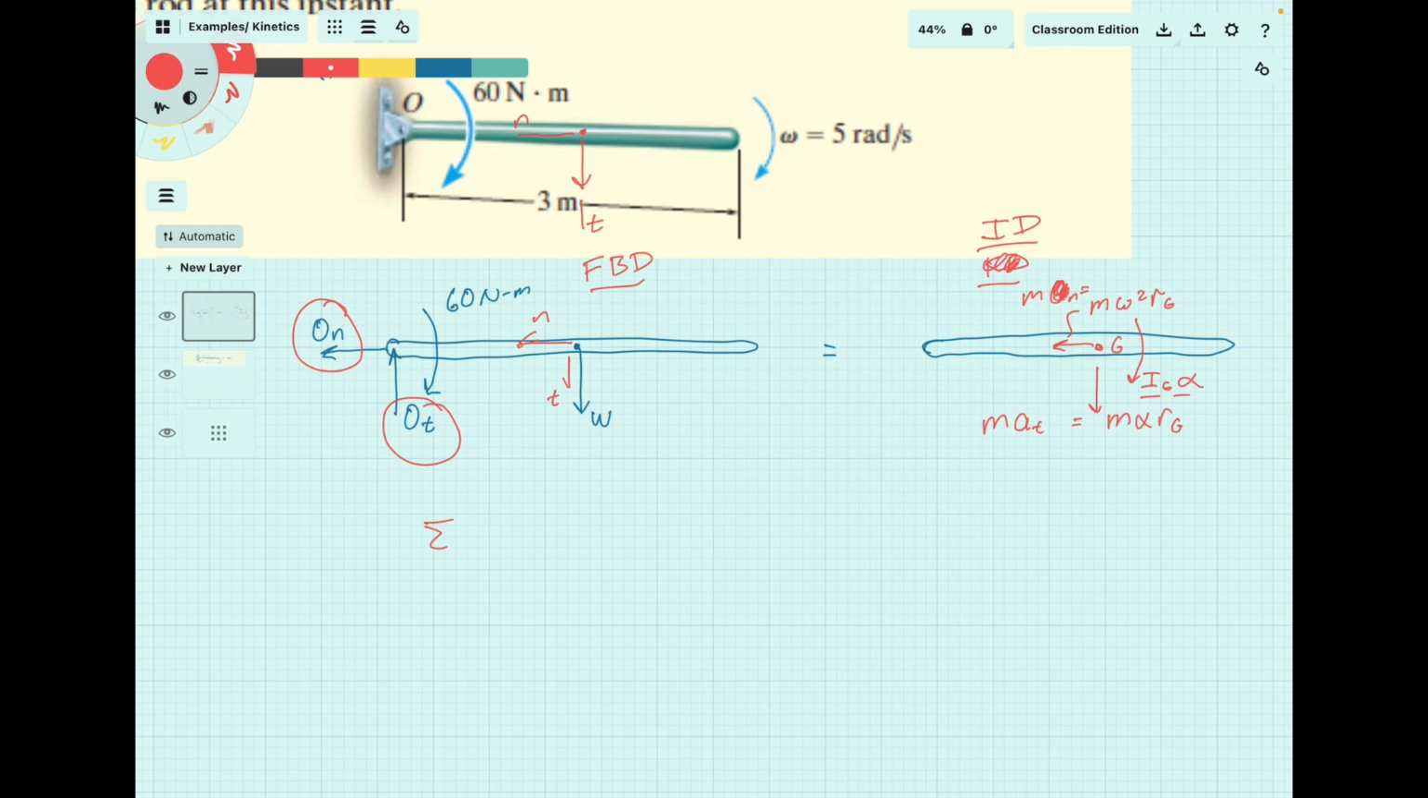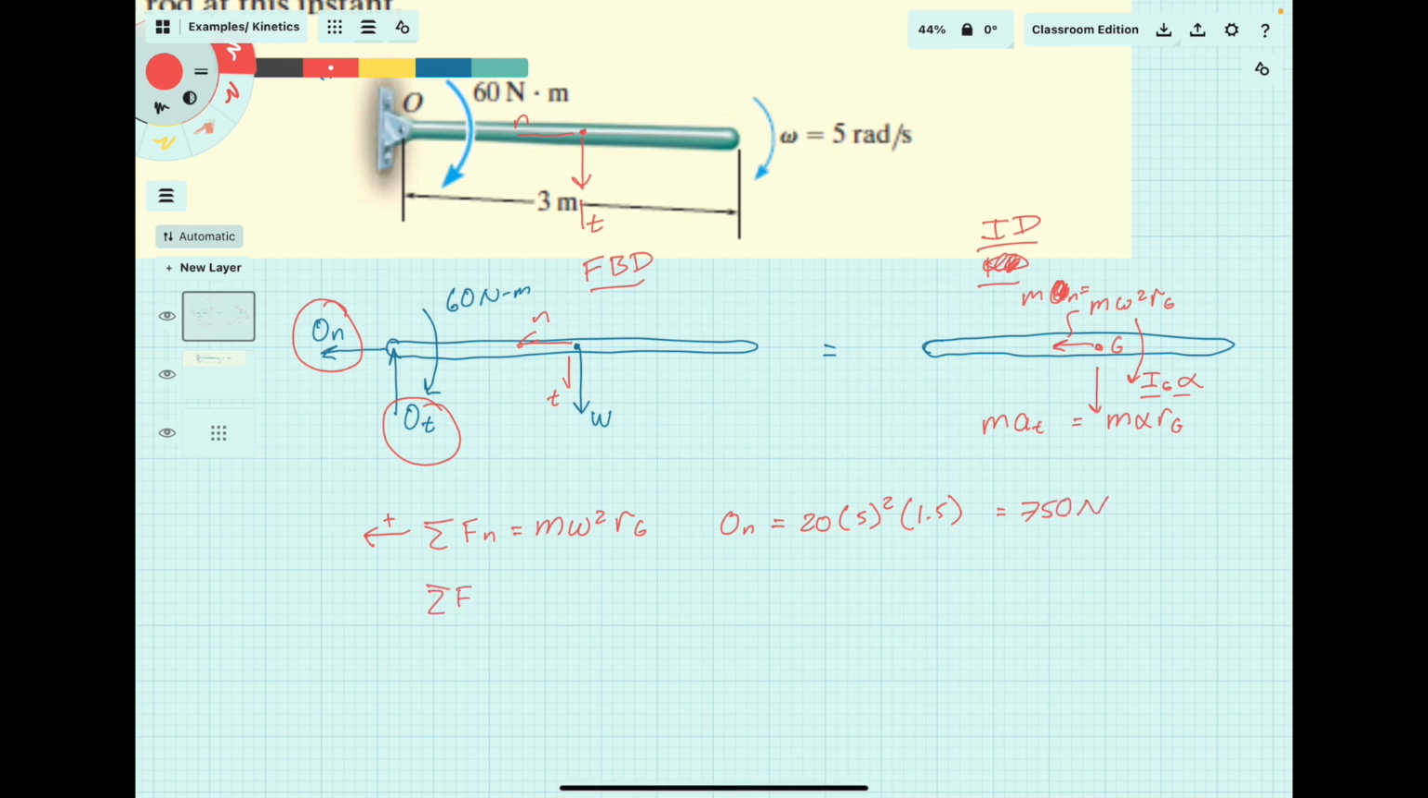So if we sum forces in the normal direction, which based on our diagram is our positive direction, that is equal to m omega squared rg. We've got ON in the positive direction, no other forces, so that's going to be equal to 20 mass. Omega is known as 5, and Rg is also known as 1.5, half the bar length. So that lets us solve for ON directly as 750 newtons.